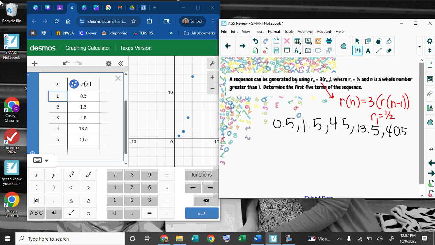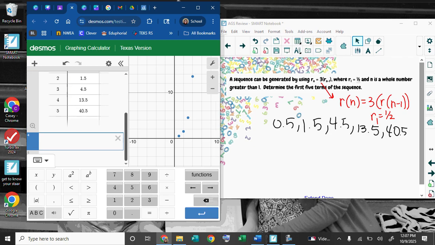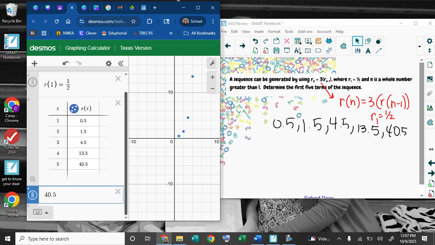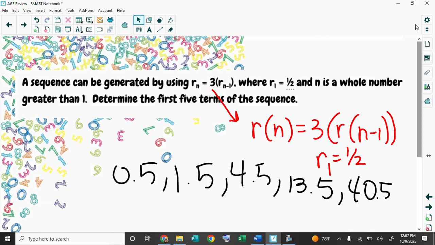Now, sometimes they are going to ask you, well, I want that as fractions. So we come down here to 4. Let's say I want to turn 40.5 into a fraction. I just type 40.5 and then push that fraction button, and there it is, 81/2. That's all you have to do to change it into a fraction.